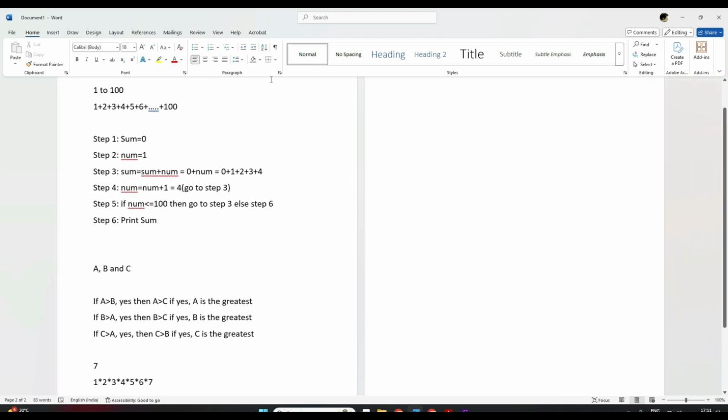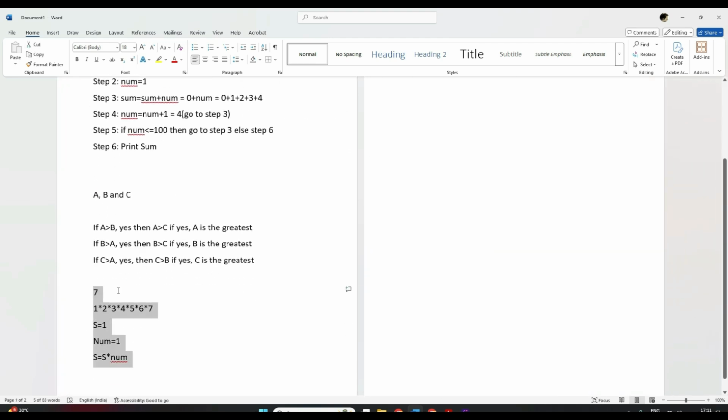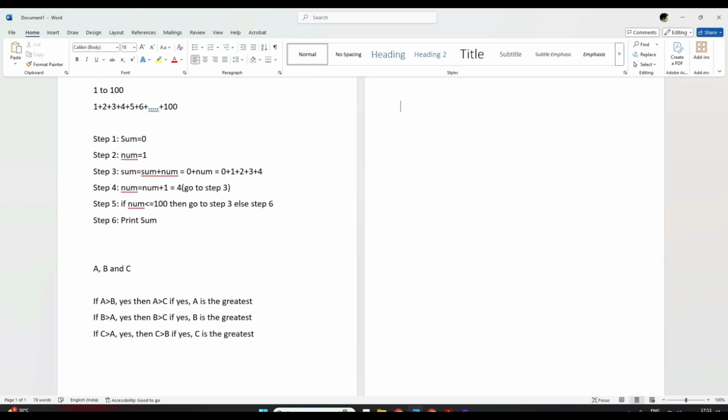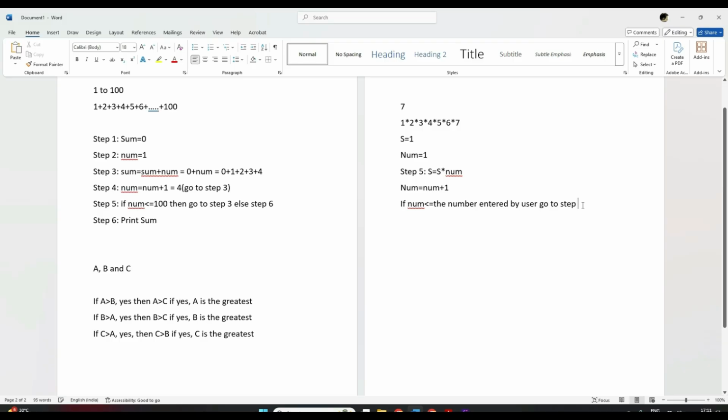Okay, then let me bring this. Now here I'll again increment num is equal to num plus 1, correct? I'll check if num is less than or equal to the number entered by the user. If it is, go to step, suppose this is my step 5, so it will go back to this step, go back to step 5.